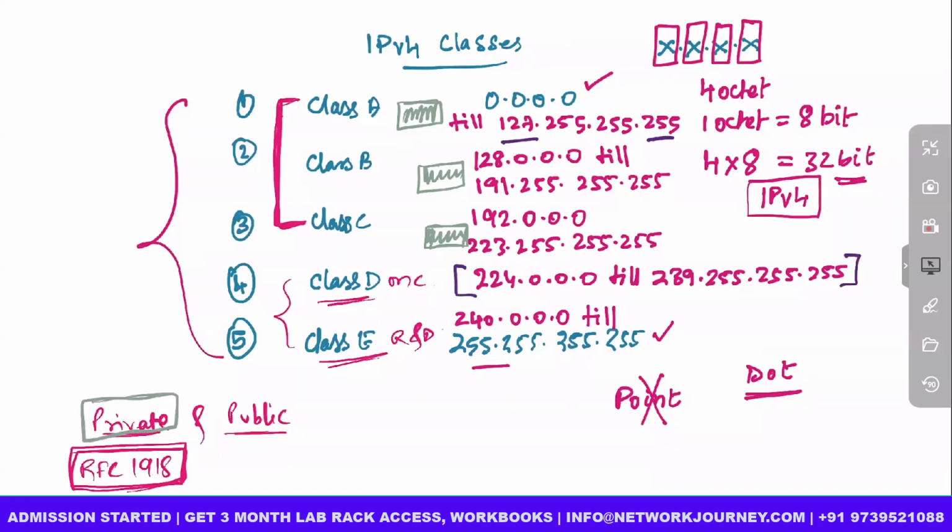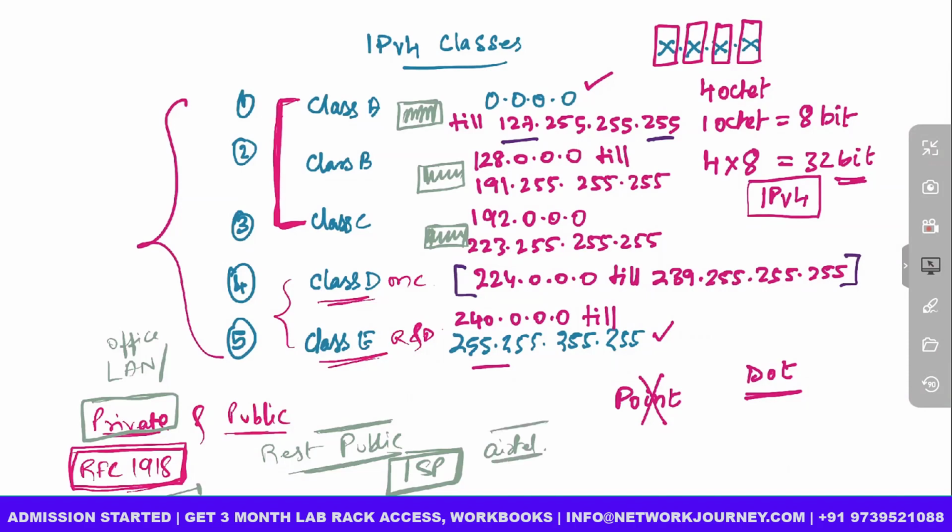Now, private IPs are non-routable. You can only use them in the LAN segment, like an office network, printer, Xerox machine, smart TV, mobile, tab, laptop, whatever it is. These IPs will not go towards the internet. Whereas the rest of the IPs, if you take out RFC 1918, are considered public IPs. And you get a public IP assigned by your ISP. ISPs are nothing but internet service providers.